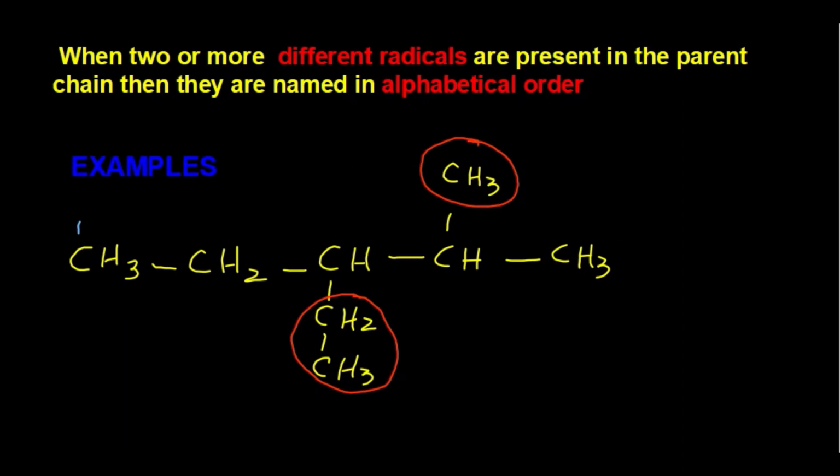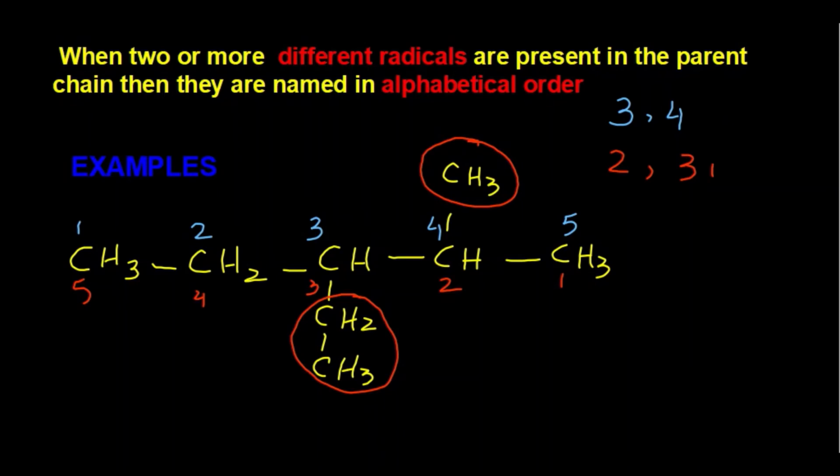Do the numbering from the left side. 1, 2, 3, 4, 5. If we do the numbering from the left side, the first radical, the ethyl radical, is attached with carbon number 3, and the methyl radical is attached with carbon number 4. If we do the numbering from the right side, then 1, 2, 3, 4, 5. The methyl radical is attached with carbon number 2, while the ethyl radical is attached with carbon number 3.